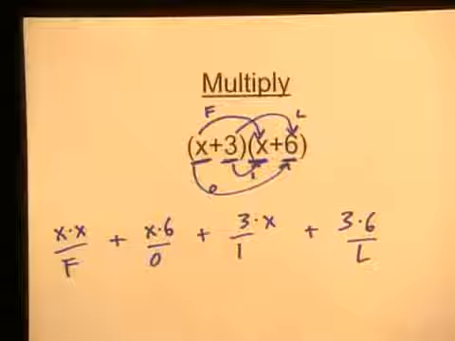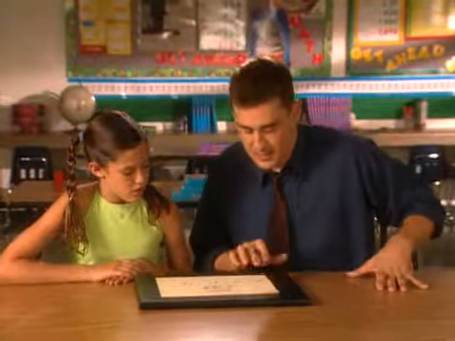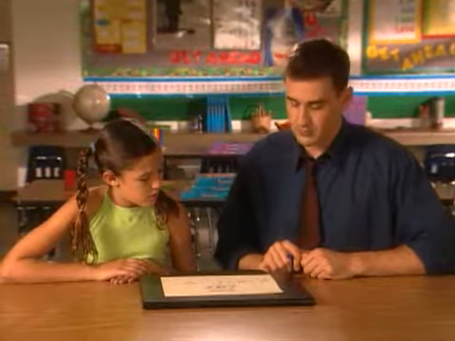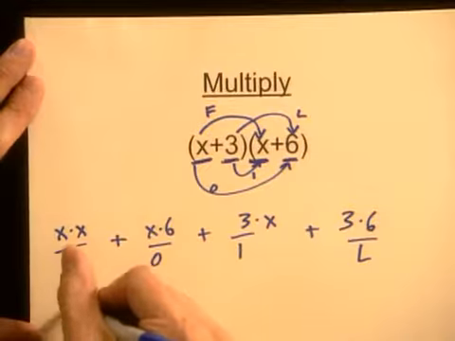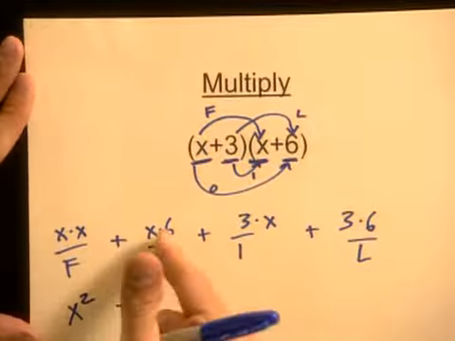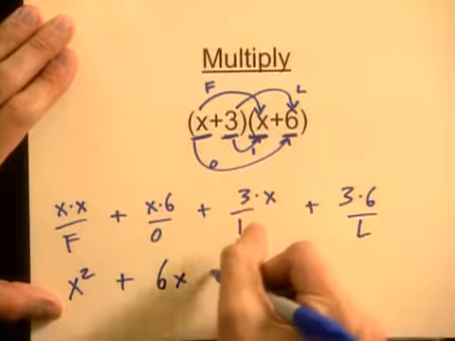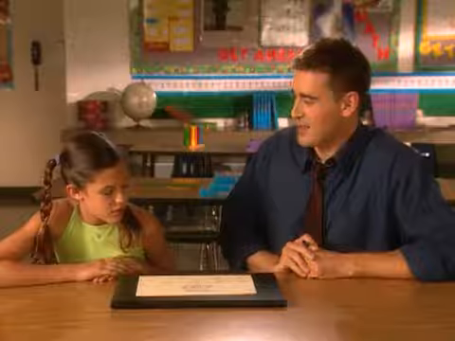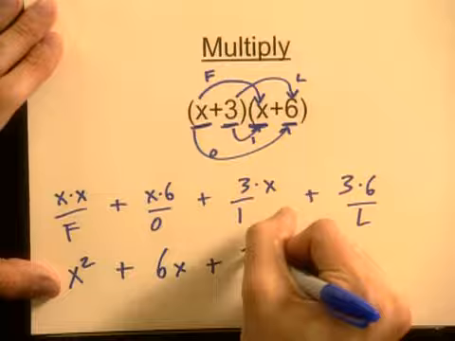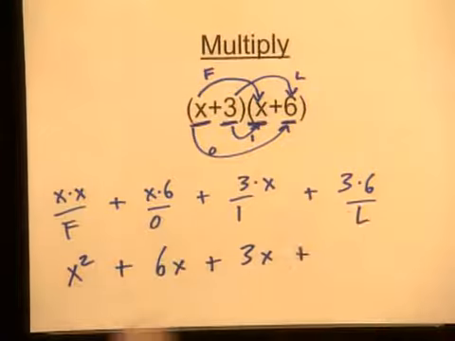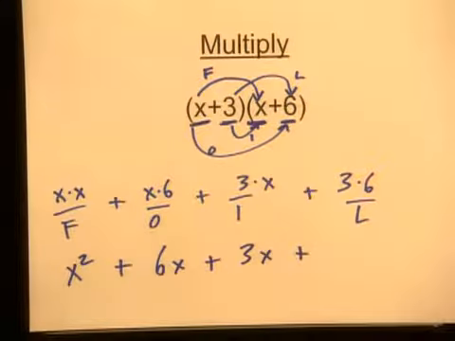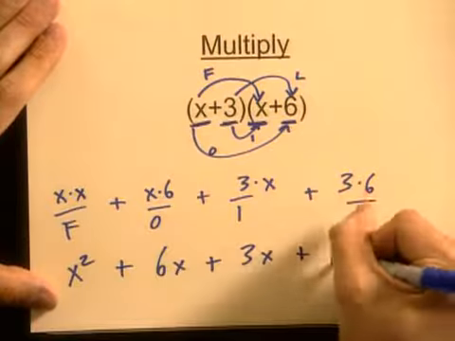Hannah, you're up. What's x times x? X squared. And how about x times 6? 6x. And 3 times x? 3x. Yeah, that's how we say 3x. And 3 times 6? 18. So we're almost done here.